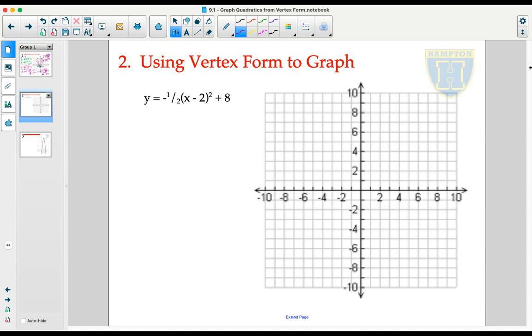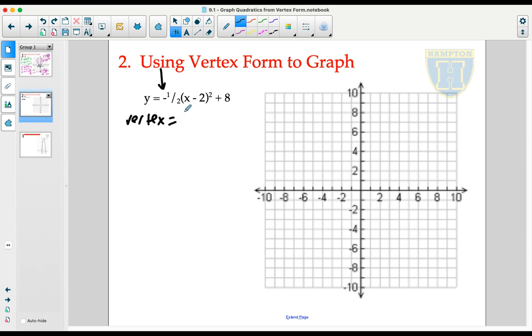Let's look at another example of vertex form. This time we're going to see a parabola that opens downward. We clock from the very beginning the presence of the -1/2, which is an indication that the graph is going to open downward instead of upward. We use the vertex form to quickly identify the vertex.